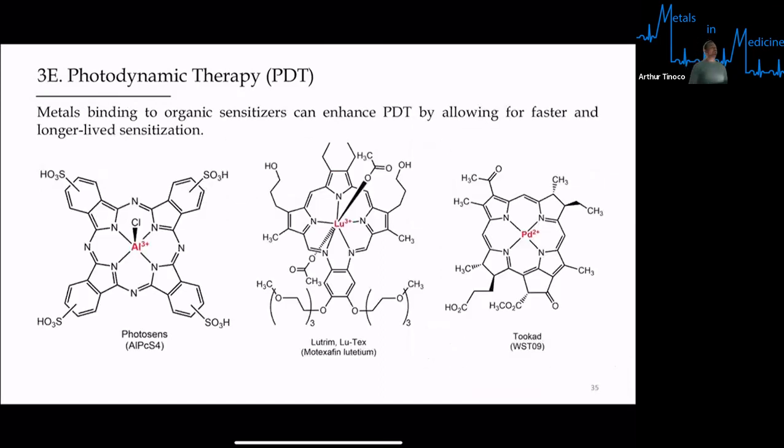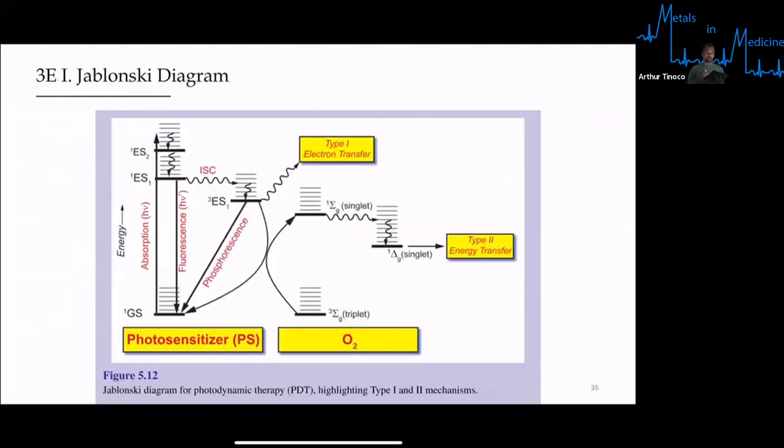All right. But this type of technology has evolved by the use of metals. And so you have metals that bind to organic sensitizers to enhance the photodynamic therapy, because they facilitate faster and longer-lived sensitization. I will explain what I mean by that in a moment. So here's just some representation of some metal-containing compounds interacting with similar type of ligand systems. And so those ligand systems are actually important.